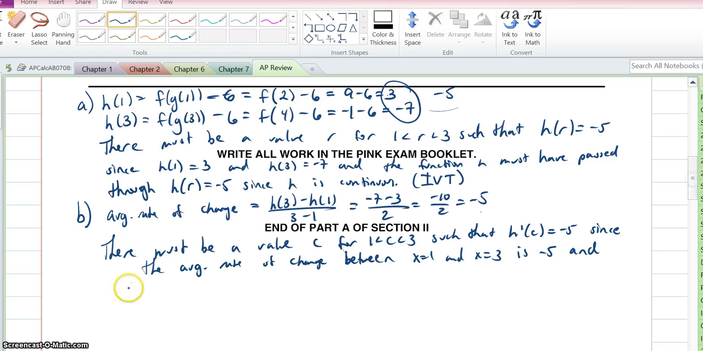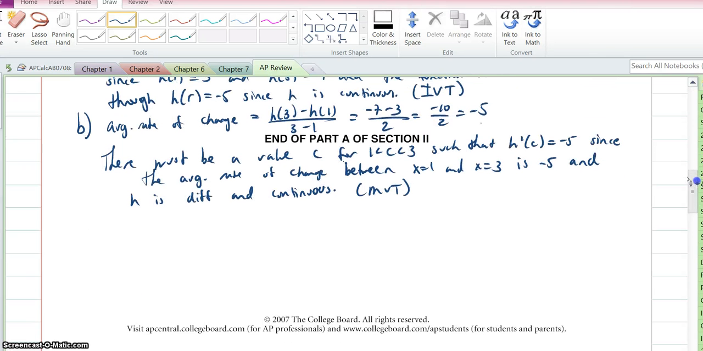And h is differentiable and continuous. And again, this comes from the mean value theorem. So if you want to look that up, that's something you might want to look into. Now in part C, you could have done part C without even touching A and B. And again, guys, make sure you're using good test-taking strategies.